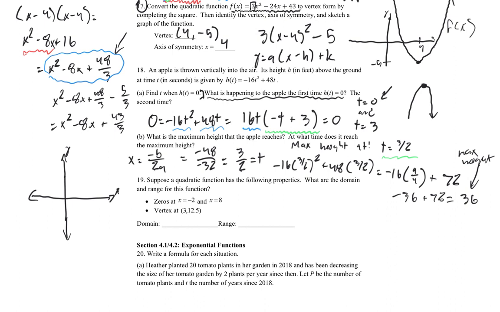It's all right. So, zeros at x equals negative 2. Let's say this is negative 2. And x equals 8. Well, let's say this is 8. Vertex at 3, 12.5. Let's say this is 3. And this is 12.5. How about that? Okay, well, we can make our little sketch here. Obviously maybe not a Rembrandt you can hang in the National Gallery. However, gets the job done.